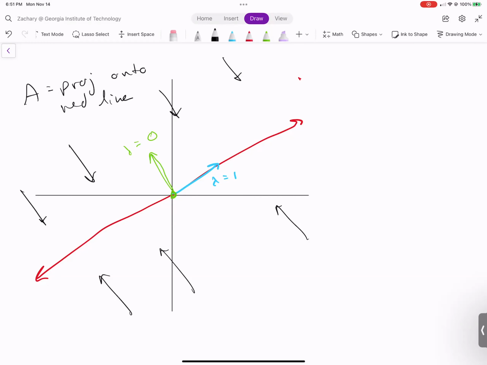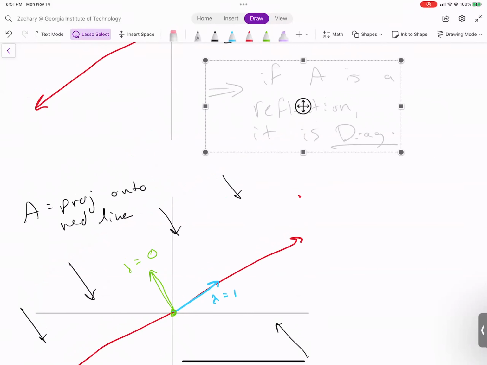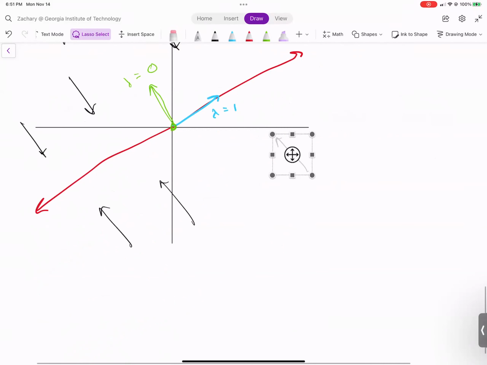And this statement about reflections is also true of projections. I'm just going to copy it because I'm a little lazy.